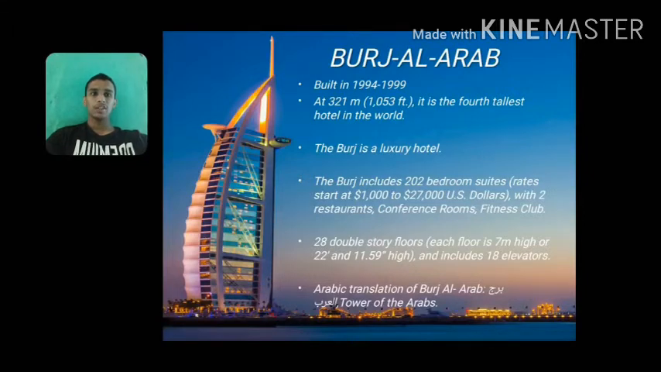The Burj is a luxury hotel. It is the world's only 7-star hotel. The Burj includes 202 bedroom suites. Its rate starts at 1,000 US dollars to 27,000 US dollars, with 2 restaurants, conference rooms, a fitness club, etc. It has 28 double-story floors. Each floor is 7 meters high, or 22 feet and 11.59 inches high, and includes 18 elevators. The Arabic translation of Burj Al Arab is Tower of Arabs. Thank you.